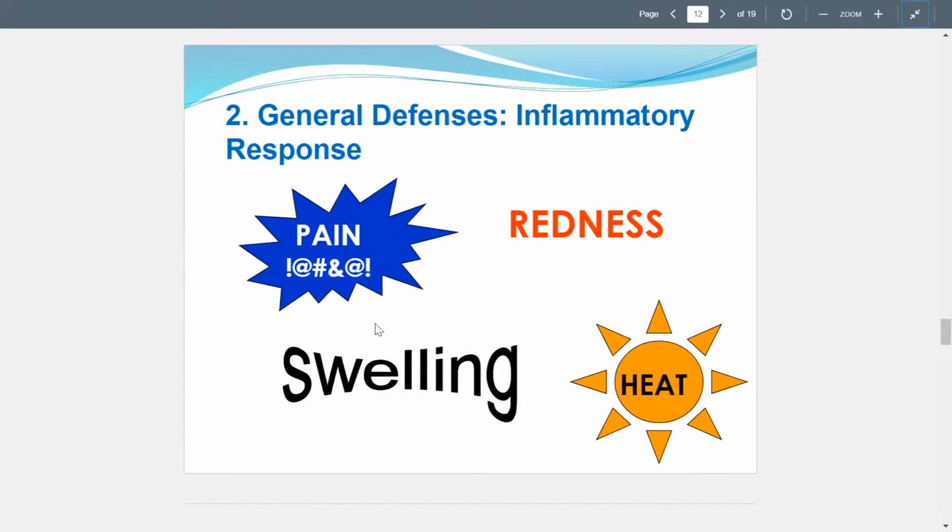And the next general defense is inflammatory responses. Let's have an example of a bee sting, where you get stung by a bee, and all of the poison gets into your body, and those are the foreign invaders. When that bee sting happens, it's going to start swelling and giving pain, redness, and heat. That's all your body's general defense response to fight off that foreign invader.